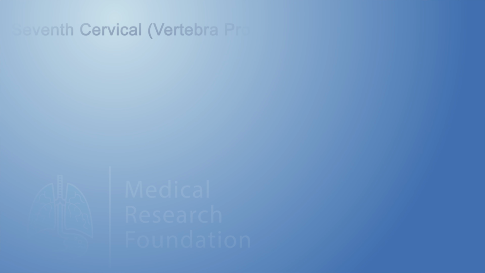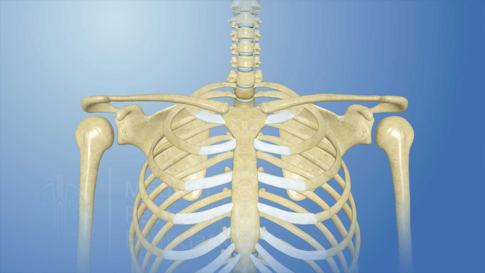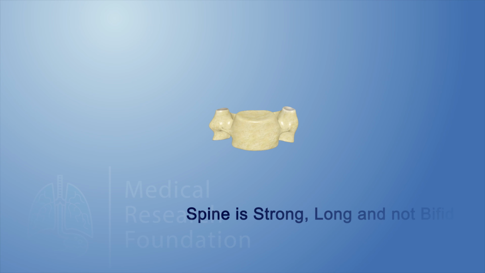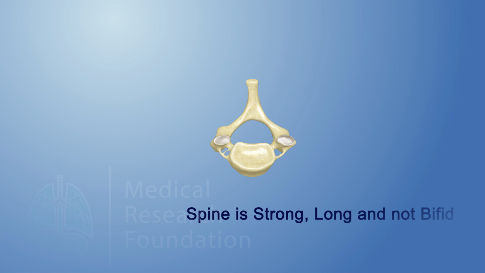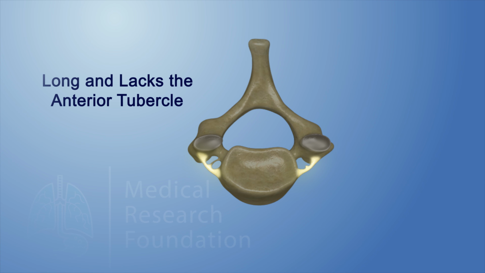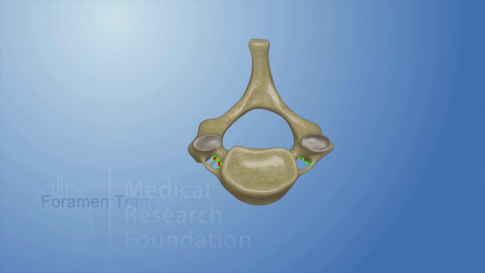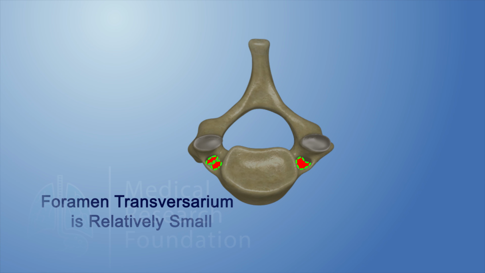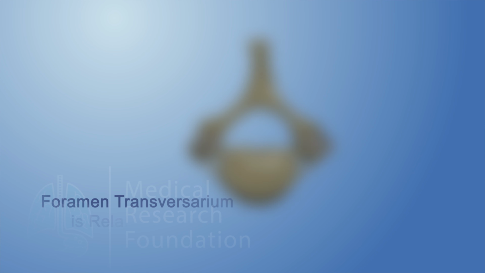Seventh cervical, vertebra prominens. Spine is strong, long, and not bifid. Transverse process is relatively long and lacks the anterior tubercle. Foramen transversarium is relatively small.